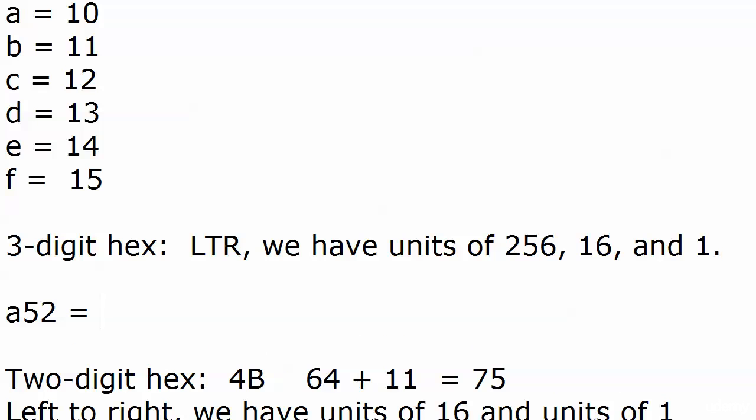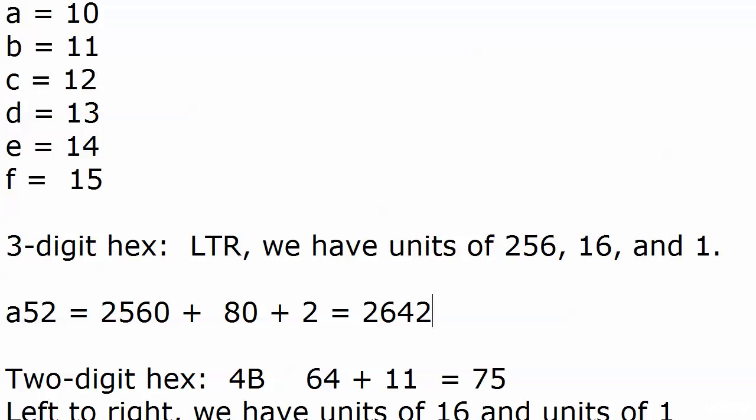So we have A units of 256, which is 10 times 256, which is 2560. We have 5 units of 16, which is what? I know what it is. It's 80. And then we have 2 units of 1, which is 2. So 2560 plus 80, that gives you 2640. And then 2 on top of that, 2642. And I do believe that is the correct answer. Yes, so it's A52. So again, case doesn't matter.